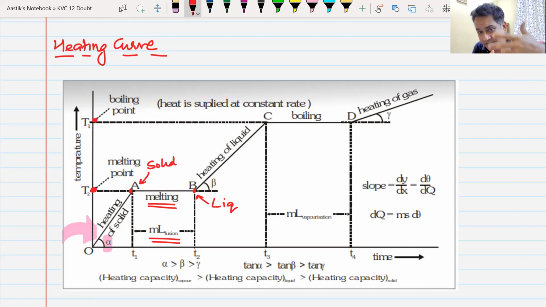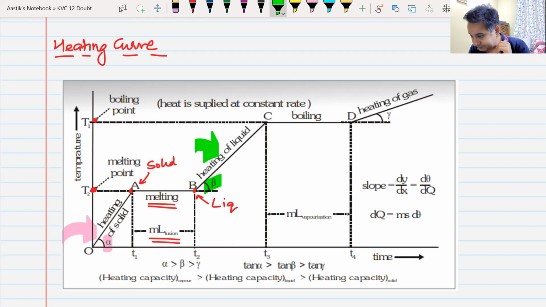If I keep on heating it beyond point B at the same rate, what will happen? We come to this stage where we are doing the heating of the liquid. Now this angle beta, as you can see, is less than alpha. That is less steep. Why is it less steep? Because specific heat of liquid is always greater than the specific heat of solid. Therefore, it will take more time for the liquid to heat compared to the solid body. Do we understand this?